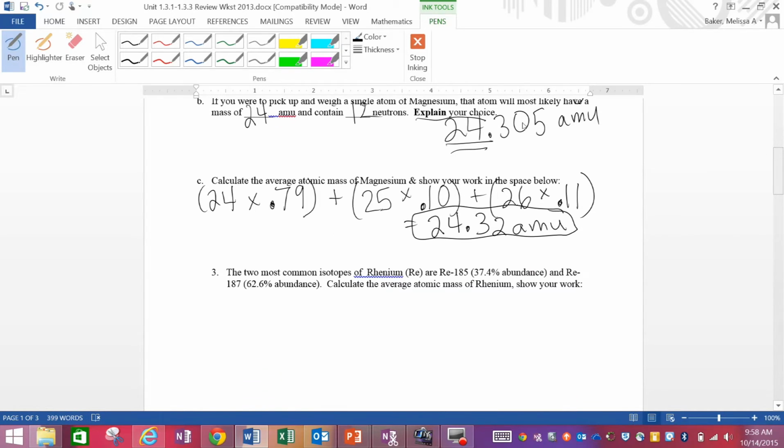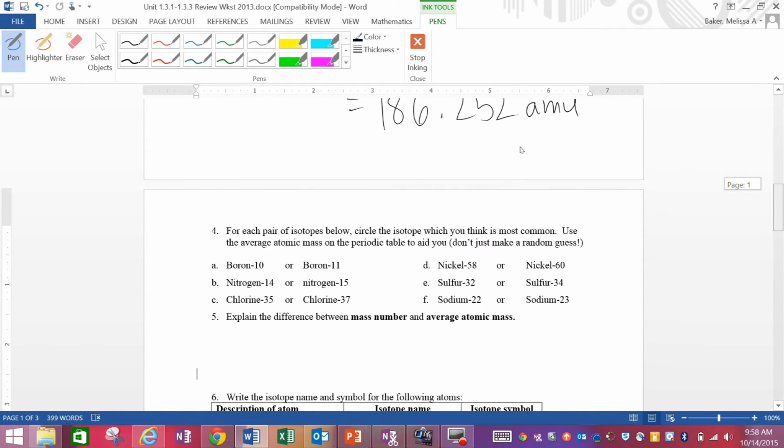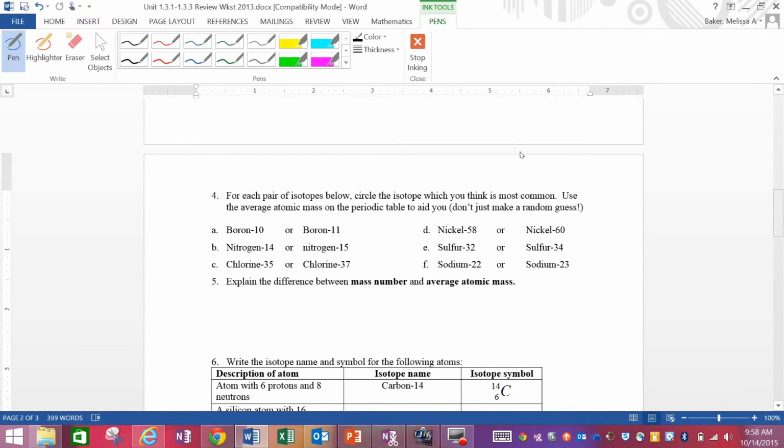The 2 most common isotopes of rhenium are rhenium-185, which occurs, move that decimal 2 back, 0.374, plus rhenium-187, move the decimal 2 back, 0.626. The average atomic mass would be 186.252 AMU. All right, so then we're supposed to circle which one's more common. Use the average atomic mass on the periodic table to help you.